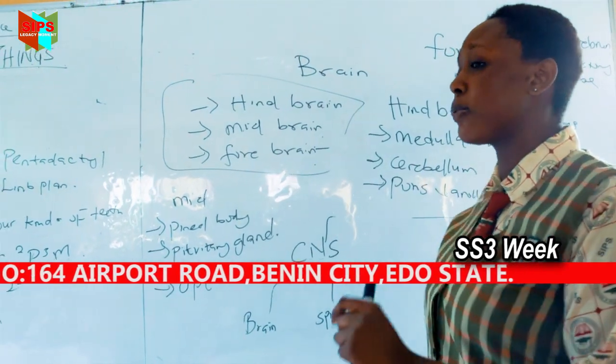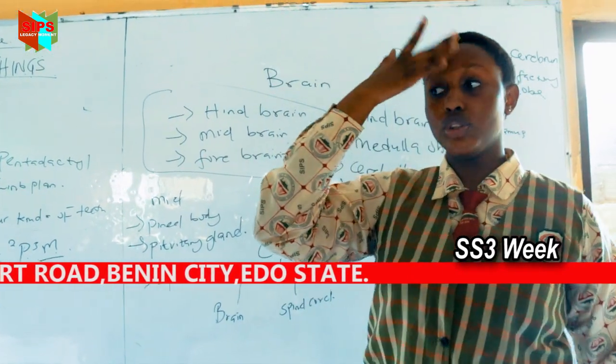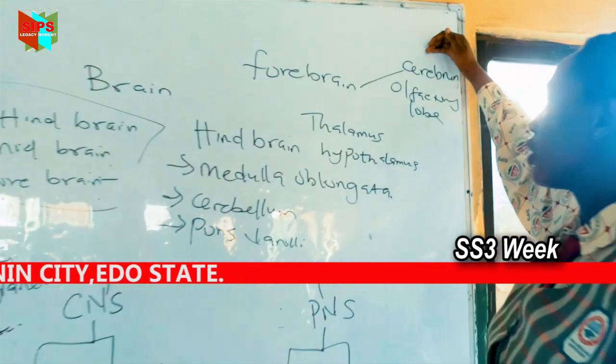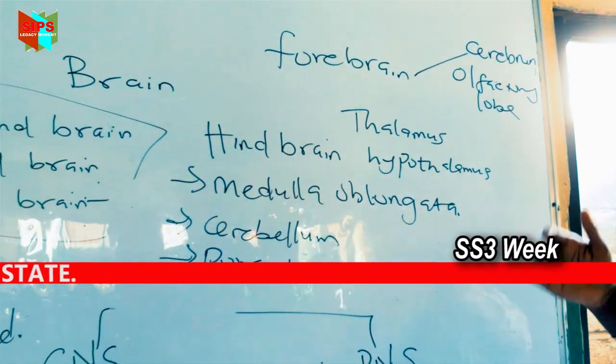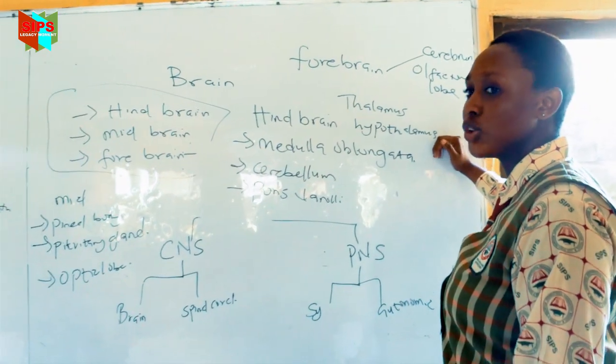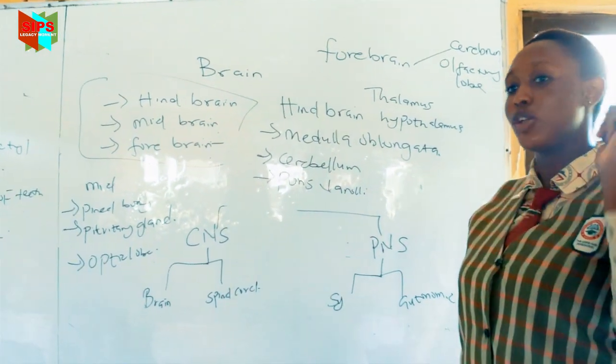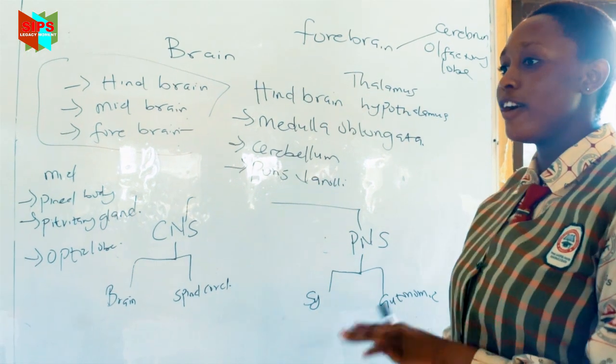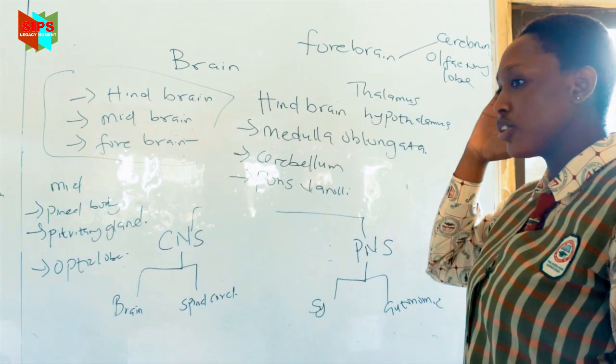And the major part of the brain, which is the forebrain, the one at the front here, has the cerebrum, major part and minor part. The major part is the cerebrum and olfactory lobe. The minor part is the thalamus and hypothalamus. So if anybody should say your medulla oblongata is not working, that's a very, very wrong mistake because it's for habits, it's not for thinking.